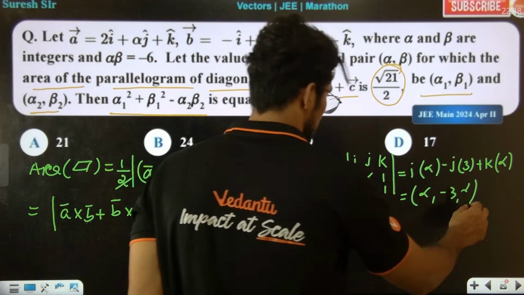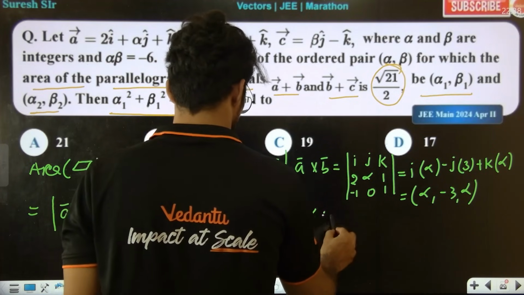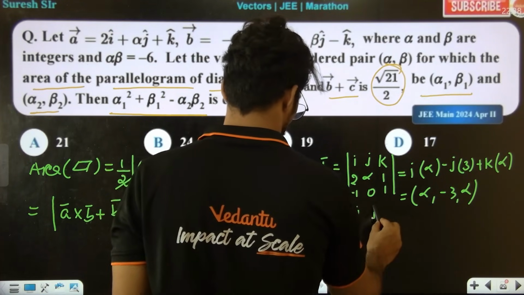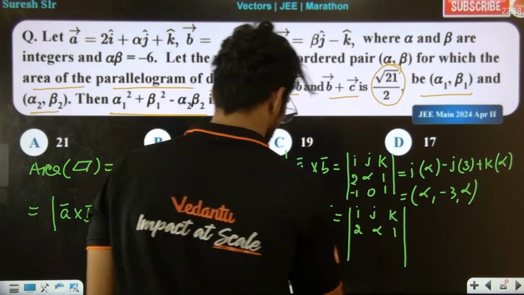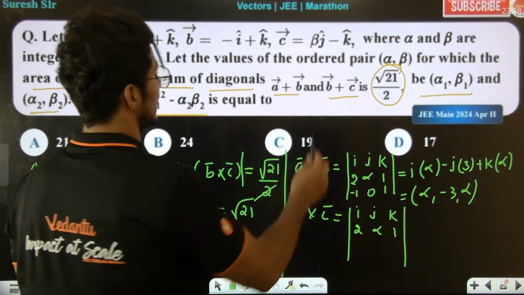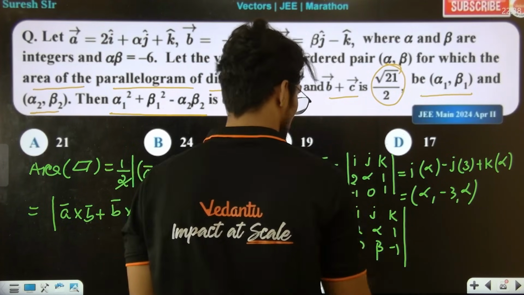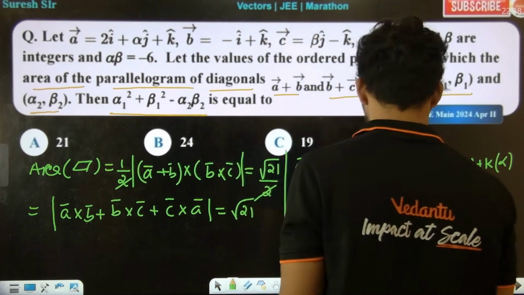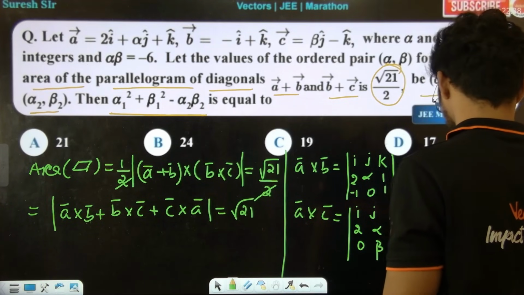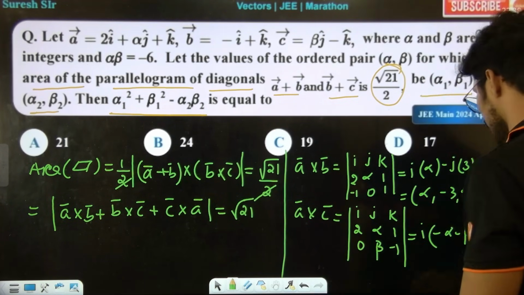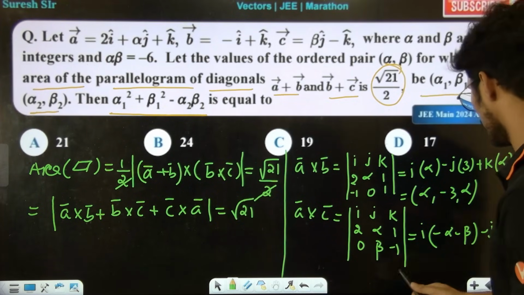Cool, so we got this. Next, now we'll do one thing. A cross C we will do. A cross C, right? i, j, k. A is what, sir? 2 lambda 1, sir. Now C, and sir, what is C? C is 0 beta minus 1. So what am I going to get? Tell me, i into minus lambda minus alpha minus beta, minus j into, what?